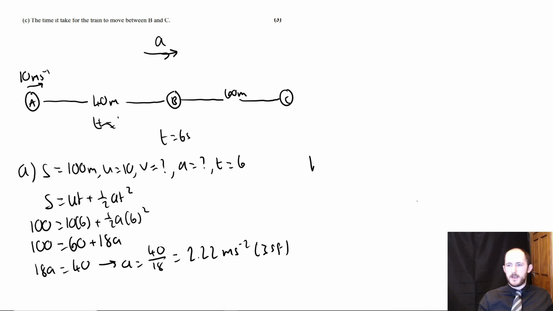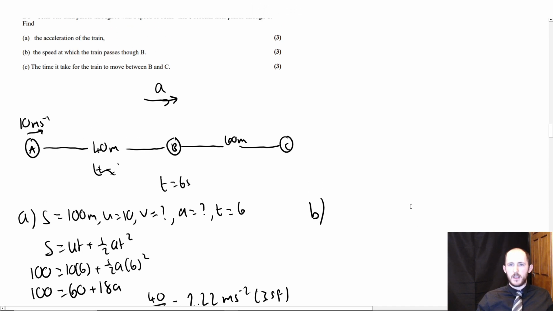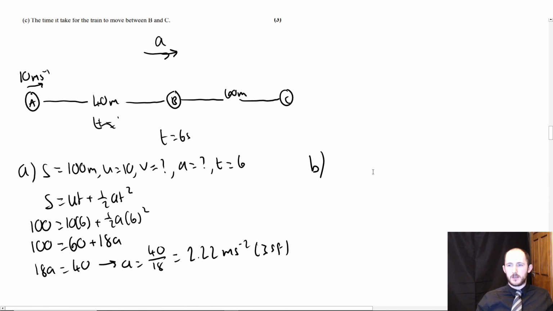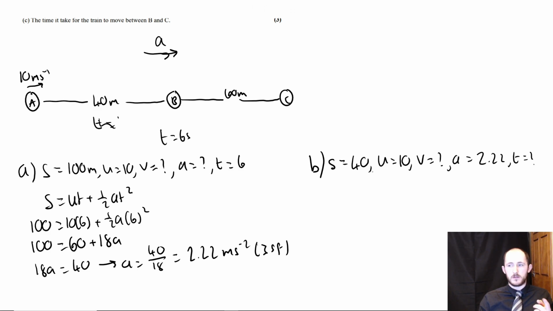For part B, the speed at which it passes through B. So, we know what the acceleration is now. So again, if we just look from A to B, we have S is equal to 40, U is equal to 10, V is equal to what we're trying to find out, A is equal to 2.22, and T we don't know.